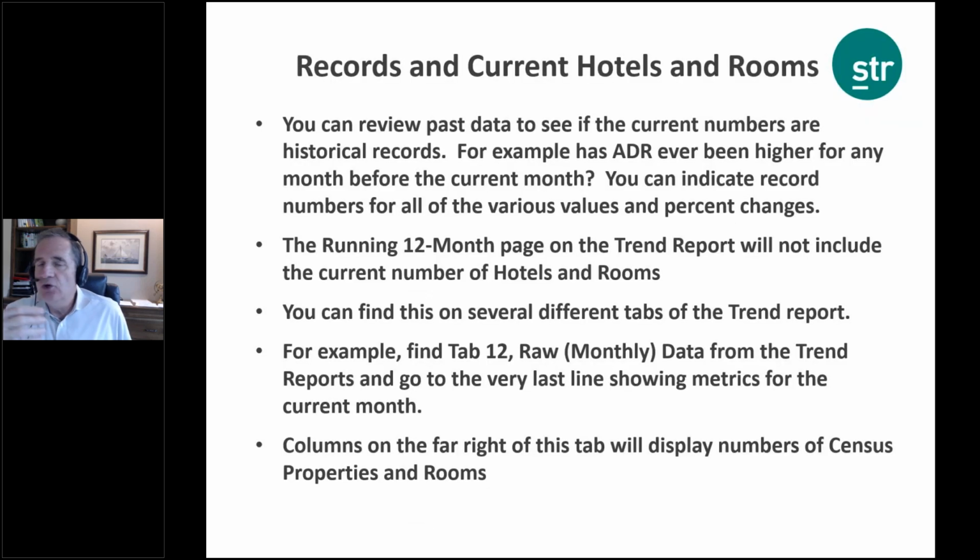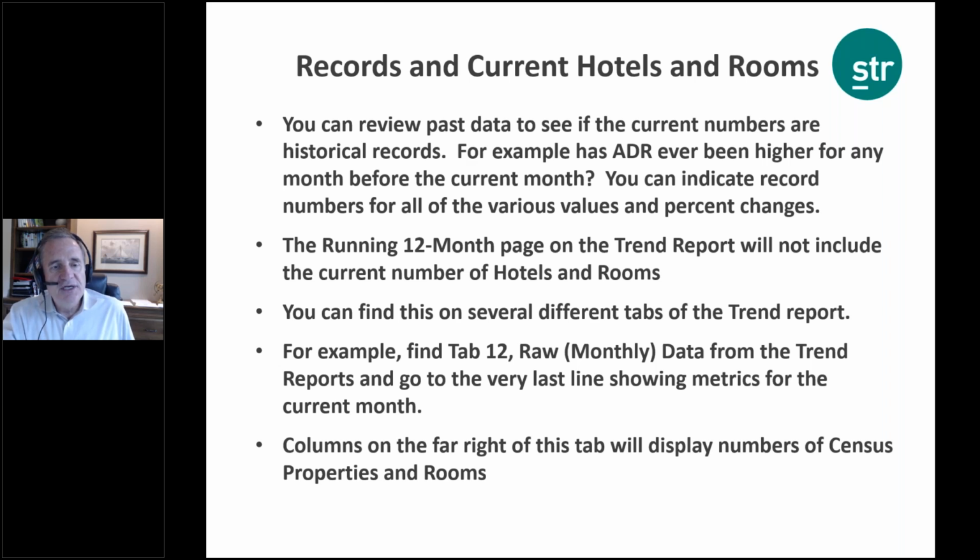You can also indicate records when you're showing the current snapshot. In other words, the data that you're looking at, like the occupancy and the average daily rate, are those historic records? In other words, has there ever been a higher occupancy or a higher average daily rate at any month in history? If not, you can indicate this is the highest all-time ADR, or this is the highest all-time occupancy, or rooms available, or rooms sold, or revenue number.